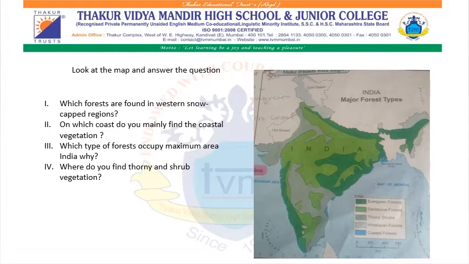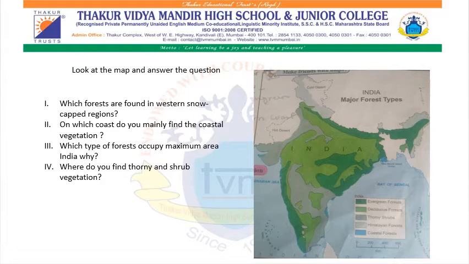Children, you are going to observe this map and answer the following questions. This is a map of India showing you the major forest types of our country. You can refer to your textbook on page 33 to find the map and write the answers in the textbook itself. Your first question is, which forests are found in the western snow-capped region? Now you have got an index showing you the types of forest found in our country. So, in the western snow-capped region, we find Himalayan forest.